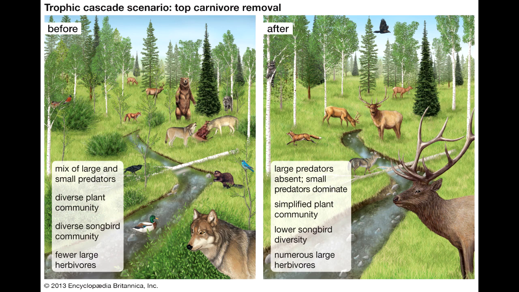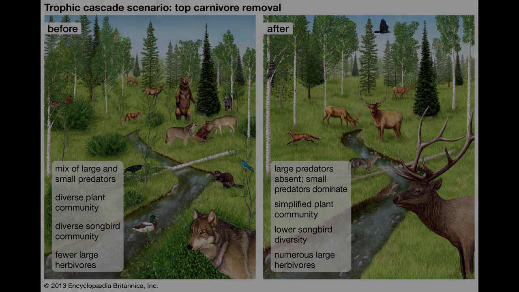So, in summary, the loss of the grey wolf allowed the elk populations to increase, which in turn decreased the abundance and availability of woody trees, and this affected the smaller herbivores that co-inhabited the area. And by simply reintroducing the wolf, we saw the balance return to Yellowstone.